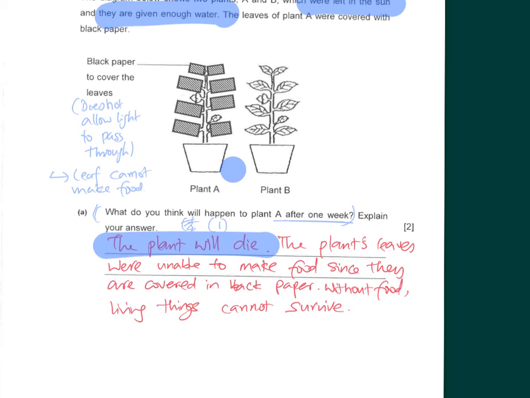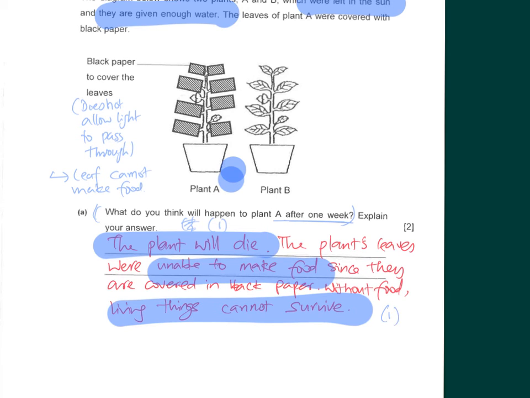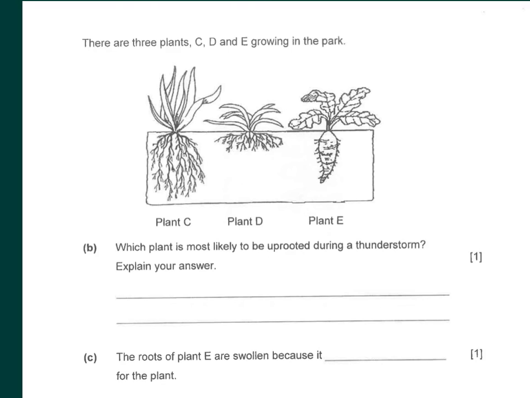And the other half comes from you being able to say that it's not able to make food, okay, so not able to survive. Living things unable to survive. This will give you another 1 mark. These 2 points, 1 mark each, will give you your total of 2 marks. Now part B.